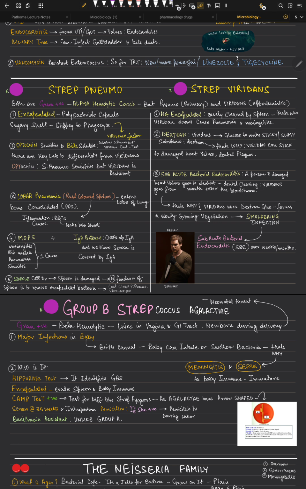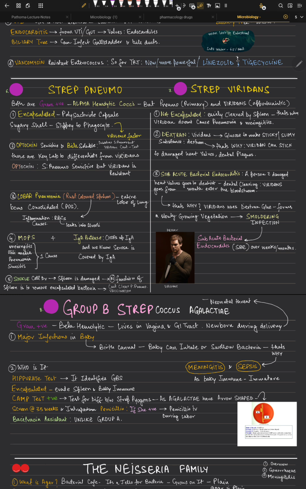Okay, so strep pneumo can cause lobar pneumonia. Rust color sputum, right? Because inflammation causes RBCs to leak into alveoli, and that gives us rust color. And lobar means the whole lobe is affected, right? And this lobe becomes consolidated, and consolidation leads to pus formation.